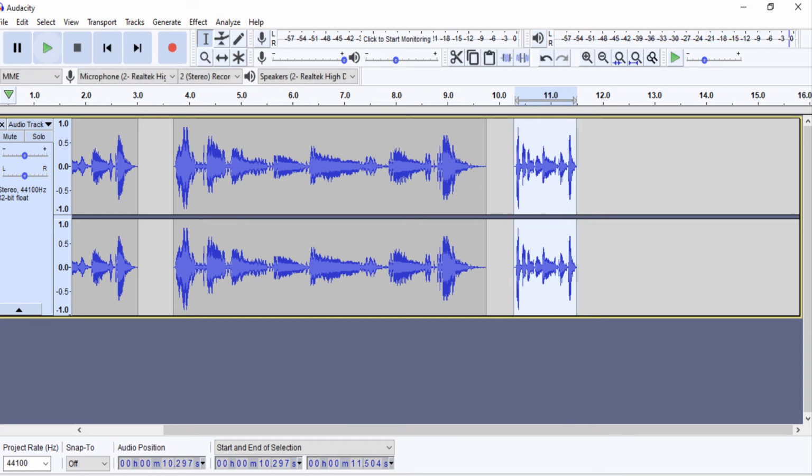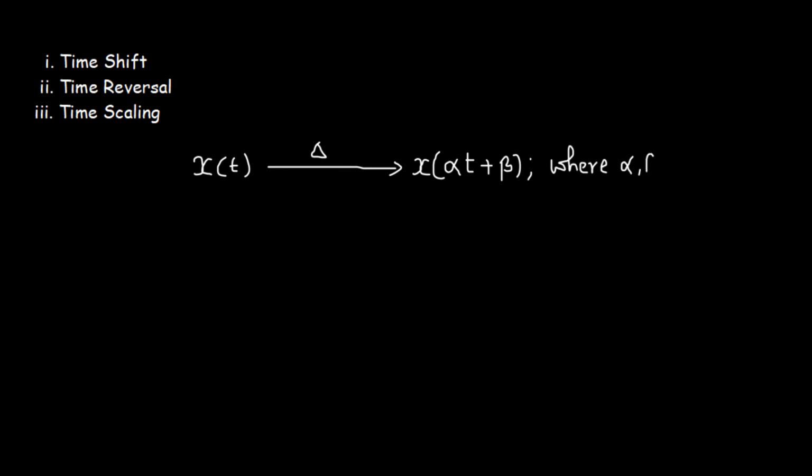So this is the meaning of time scaling. We have discussed the transformation of the independent variable, that is time, for a given signal x(t). We have talked about time shift, time reversal and scaling as well. Given a signal x(t), we can apply a transformation to this signal, and this gives us a new signal of the form x(alpha t plus beta), where alpha and beta are some real or scalar values.